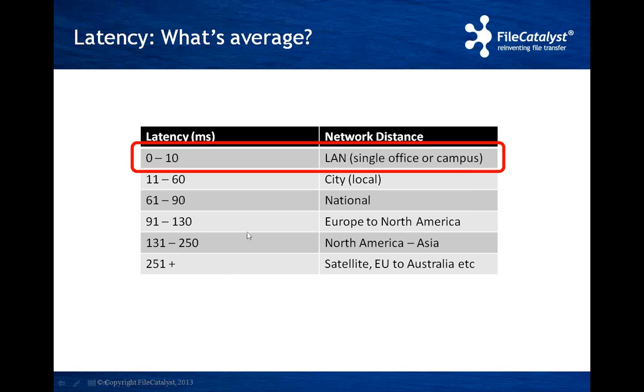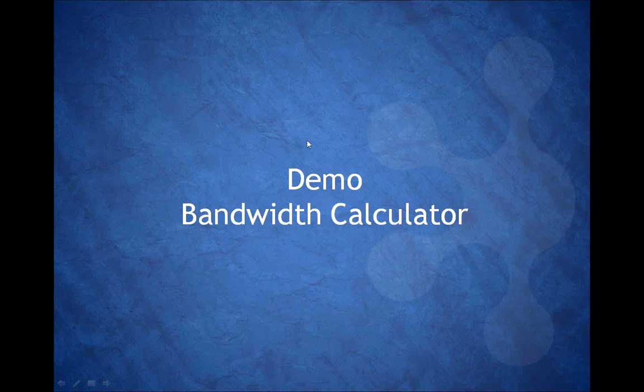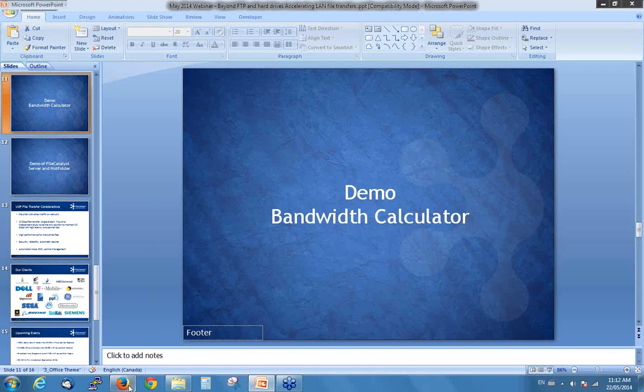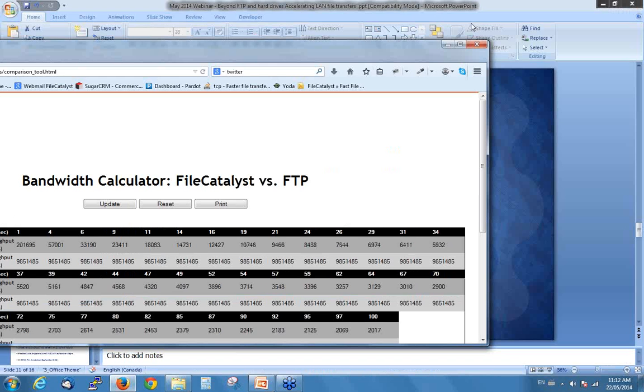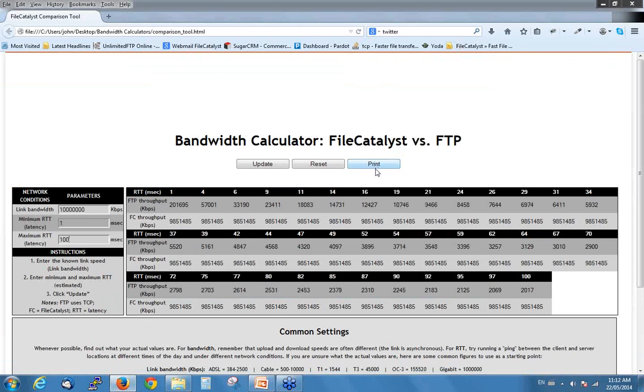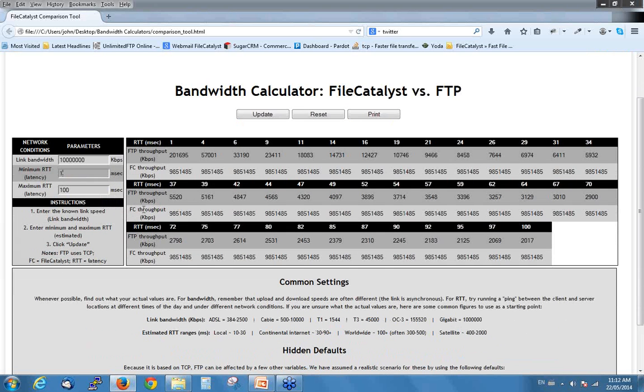Today I want to concentrate on this 0 to 10 millisecond latency range. On our website, we have a bandwidth calculator tool that will allow you to gauge the speed that you're going to be getting and compare it to FTP. By FTP, here I really mean any TCP based protocol. So let's start slow. Let's start at 10 megabits.